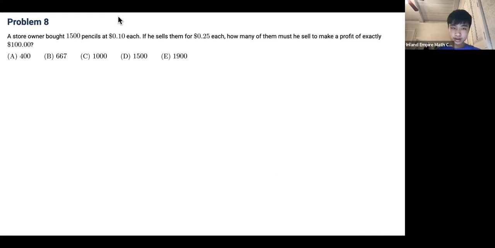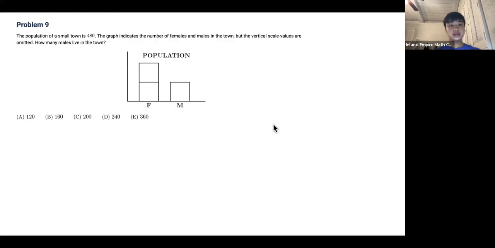Okay, so the population of a small town is 480. The graph indicates the number of females and males in the town, but the vertical scale values, usually you would have some ticks there, right? But they're not there. They've been omitted. So the question is, how many males live in the town?